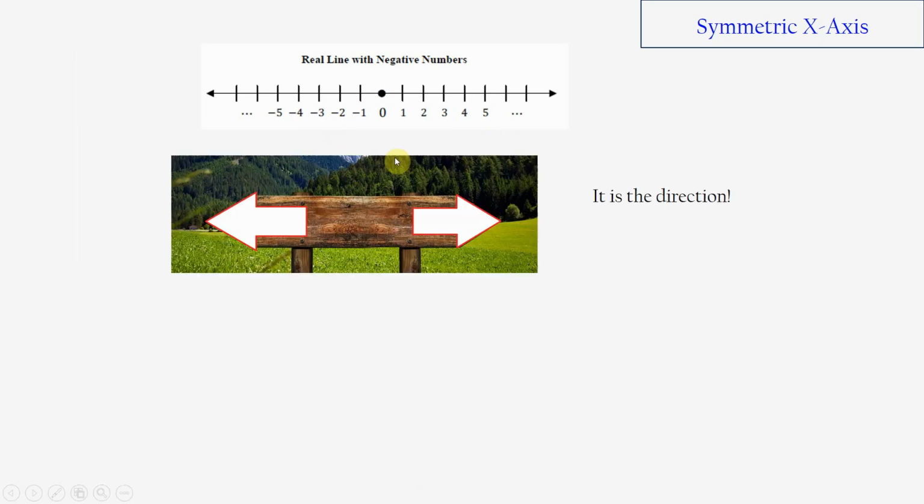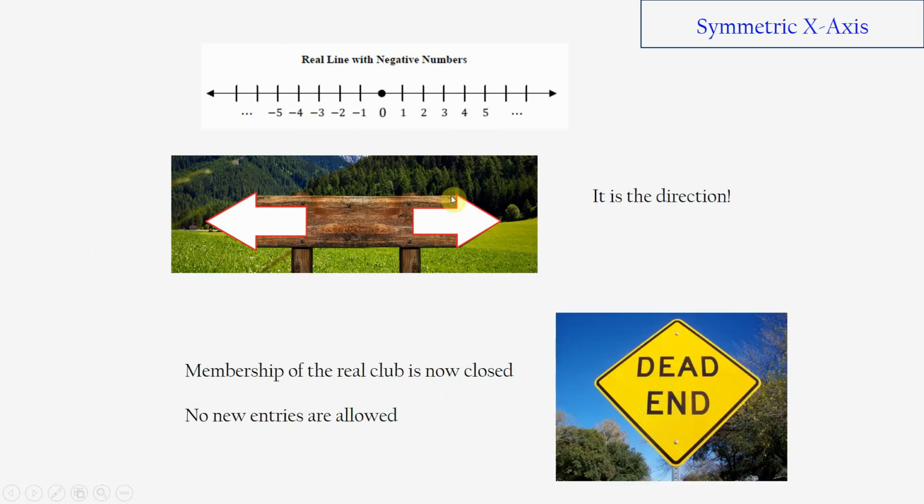The most important point is that the membership of the real club is now closed. No new entries are allowed because we have exhausted all the possibilities for numbers encountered in real life. That is why I'm convinced that the name imaginary given to the imaginary part of the complex numbers was completely appropriate, although many people use the expression unfortunate for this naming convention.